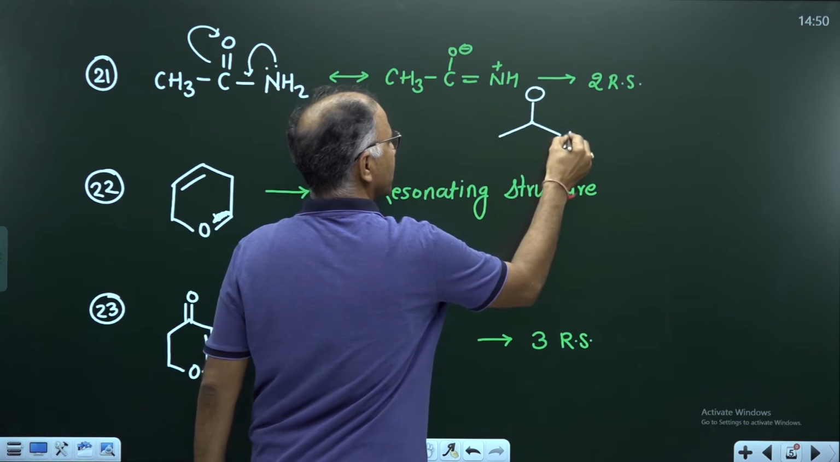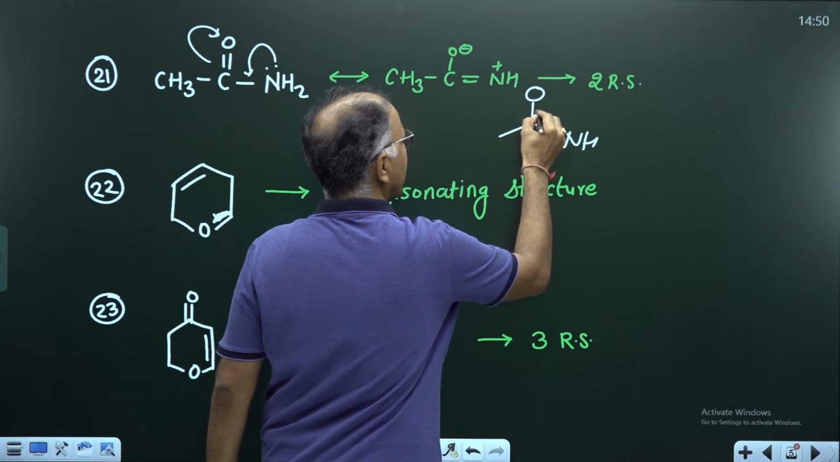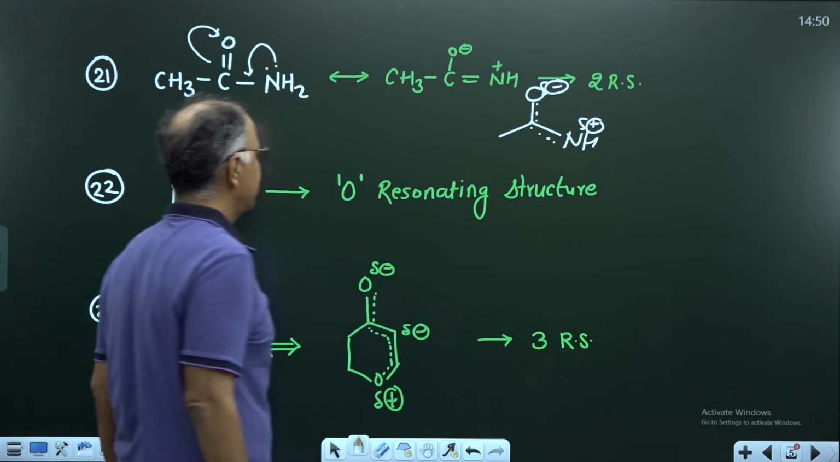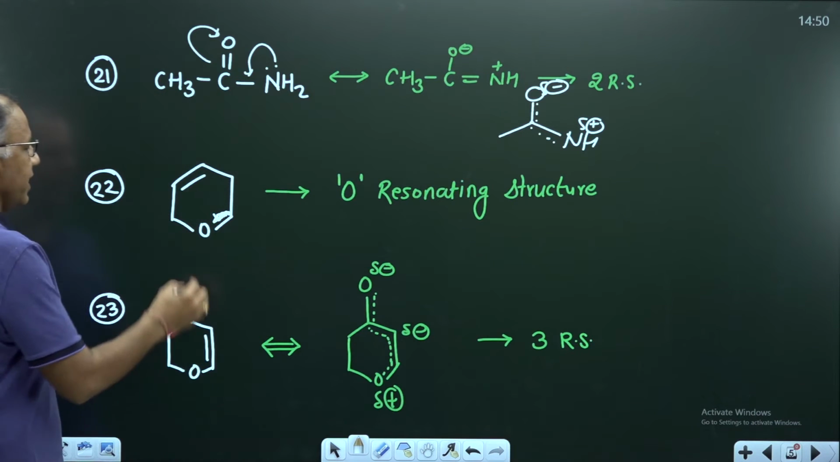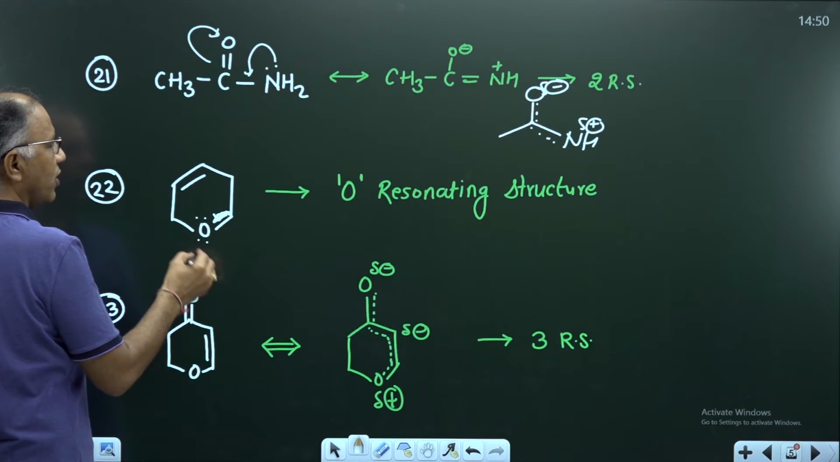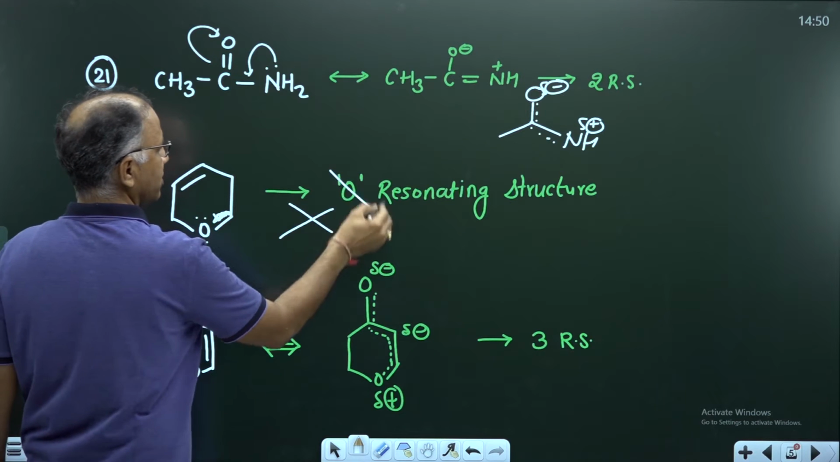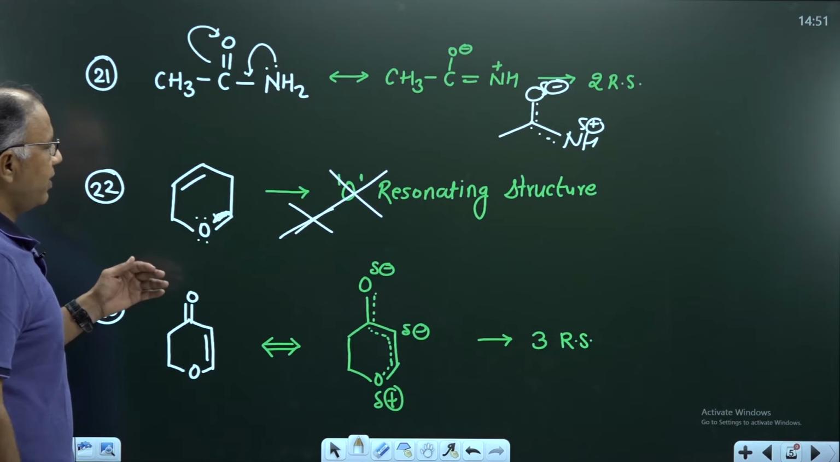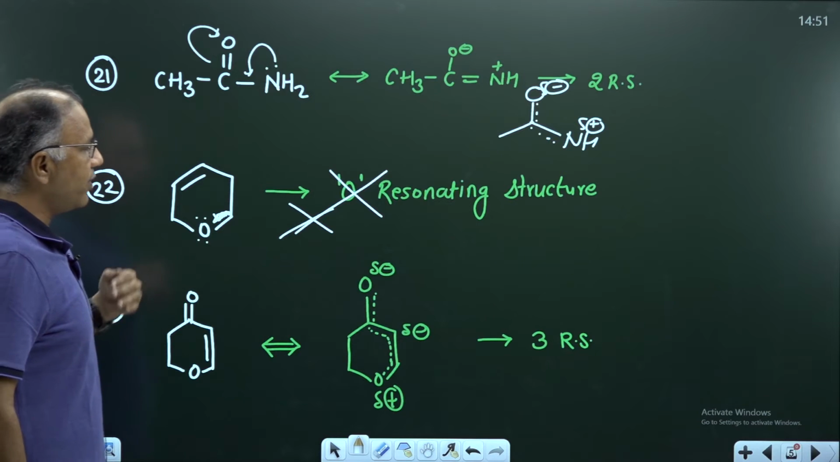And what is the resonance hybrid? In the resonance hybrid, nitrogen carries delta plus and oxygen carries delta minus. Now in 22nd, this lone pair and pi bond are not in conjugation. There is no resonance. Therefore, we will not mention any number, since the number indicates that resonance takes place.